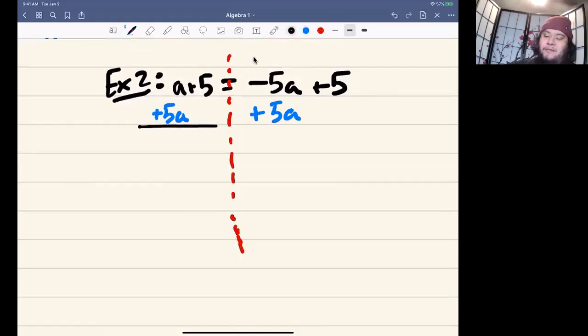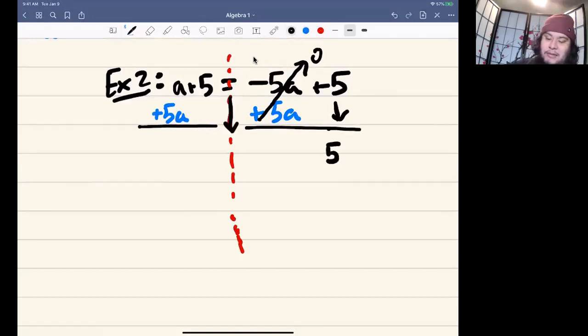All right. So these are gonna cancel out, and this is gonna go to 0. But we're gonna be able to bring down our 5. So our 5 is gonna come down. Our equal sign is gonna come down, right? And then here, what's 1 plus 5? That's gonna give us 6a. And then did we do anything to this 5? No, so we're just gonna bring it down, plus 5.